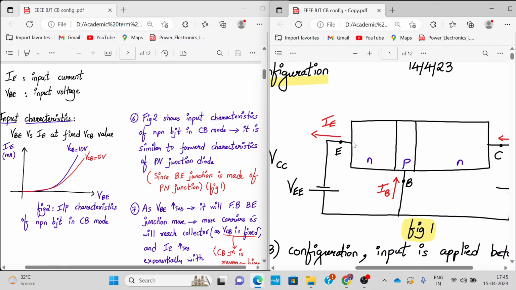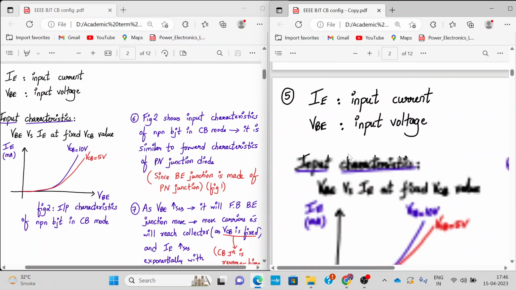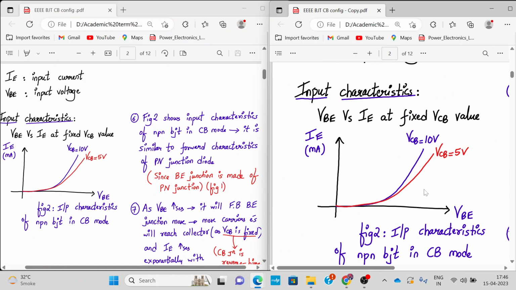In this case, the emitter is emitting more electrons into the base, and with a constant VCB, that means the base collector junction is reverse biased. With that constant and only VBE increasing, more and more carriers are pushed into the base, and then they reach the collector terminal because of the reverse bias electric field between the base and the collector junction. Therefore, as you increase the value of VBE, your IE increases exponentially.